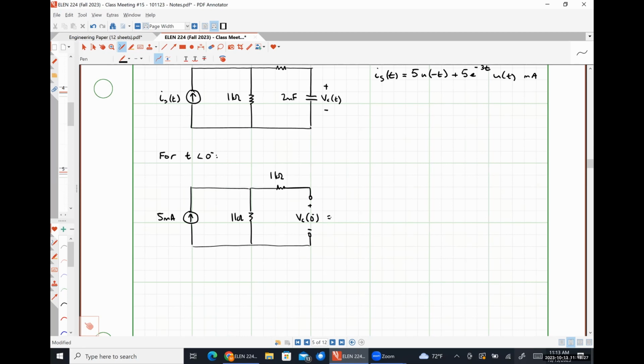I'm hearing 5 volts and I'm hearing 0. One of them is correct. 5 volts is correct, right? So there's no voltage drop across the 1 kilo ohm resistor. So whatever voltage drop occurs across this 1 kilo ohm resistor is the same as the capacitor voltage. 5 milliamps times 1 kilo ohm is 5 volts.